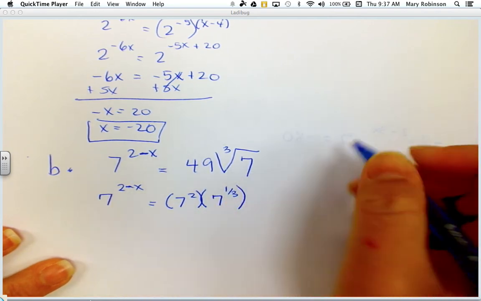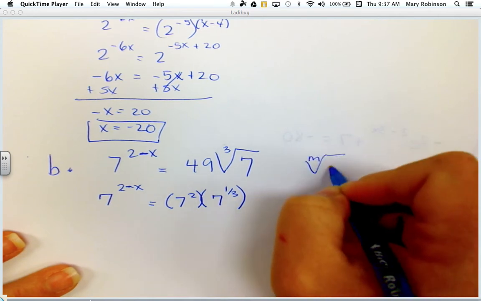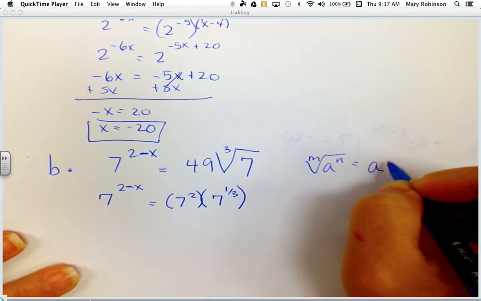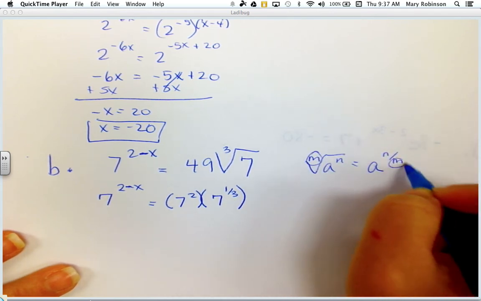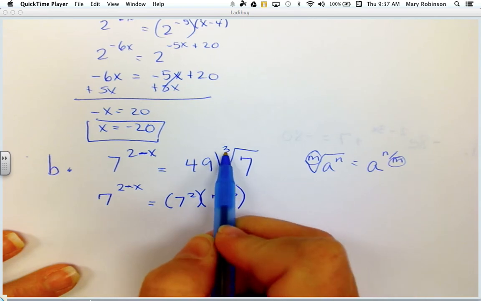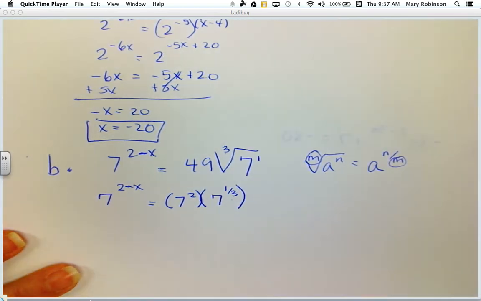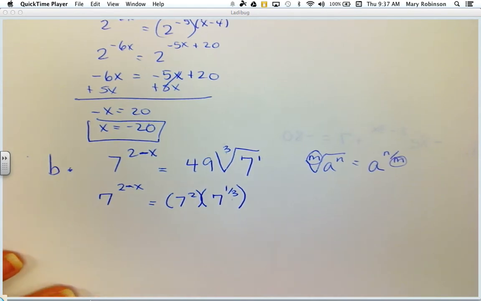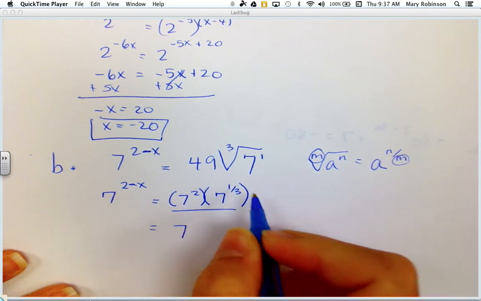You're going to remember that the m root of a to the n is equal to a to the n over m. So whatever the index is becomes the denominator. So that's how I ended up with the cube being the denominator here. I get this 1 because it's an understood exponent of 1 on the inside. At this point, we should recognize that when you multiply like bases, you add their exponents.